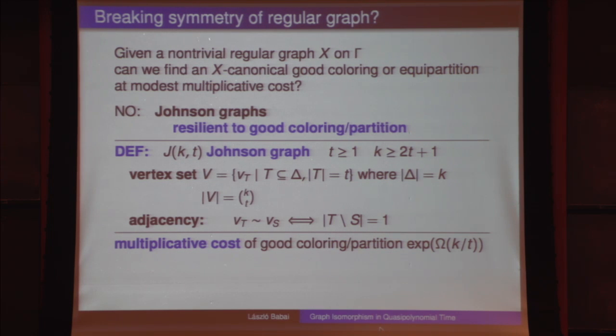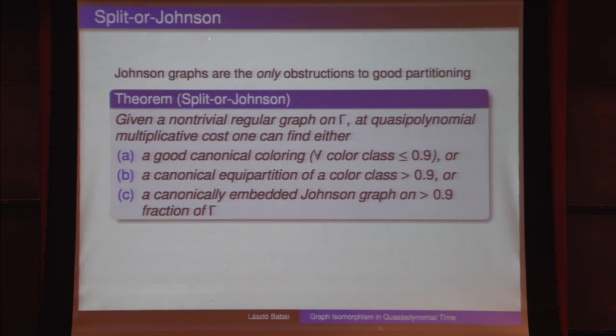What happens, and this is easy to see, is that if we begin individualizing a small number of vertices of the Johnson graph, then that individualization, that irregularity, propagates to some parts of the Johnson graph, and still a huge Johnson subgraph remains completely intact. So Johnson graphs are just a huge headache in this study. But then, Johnson graphs are the only obstacles to efficient partitioning.